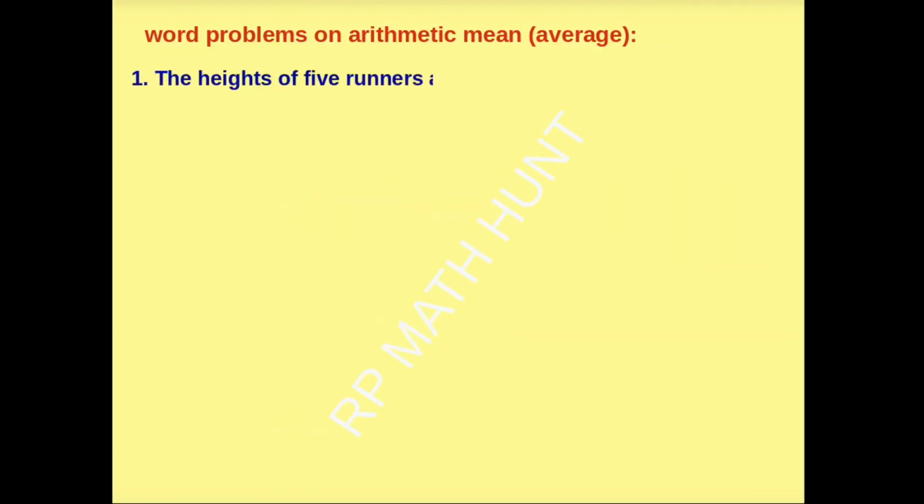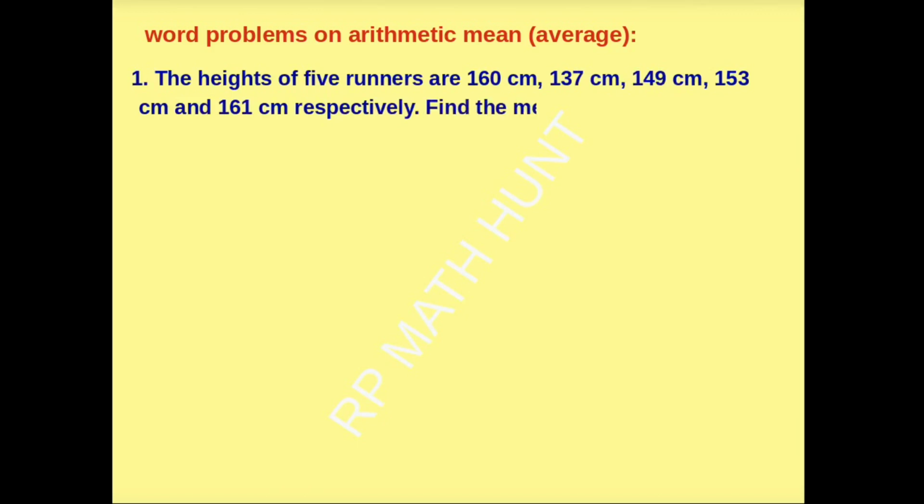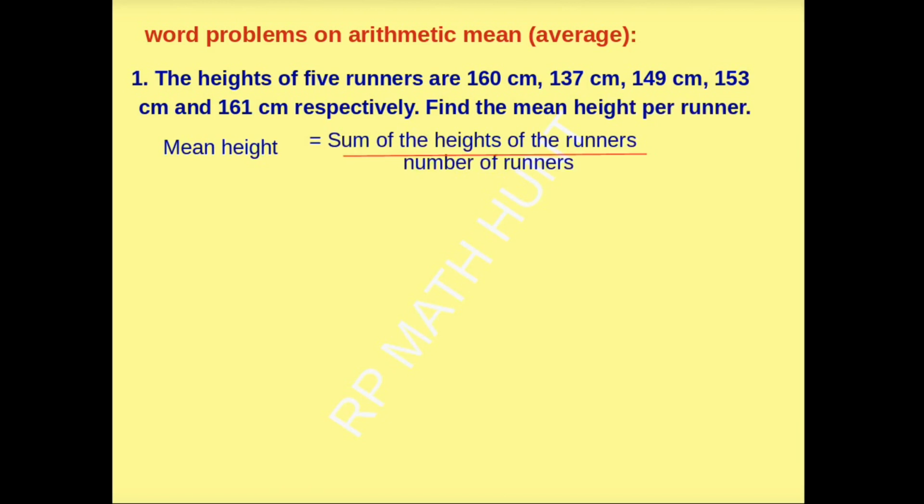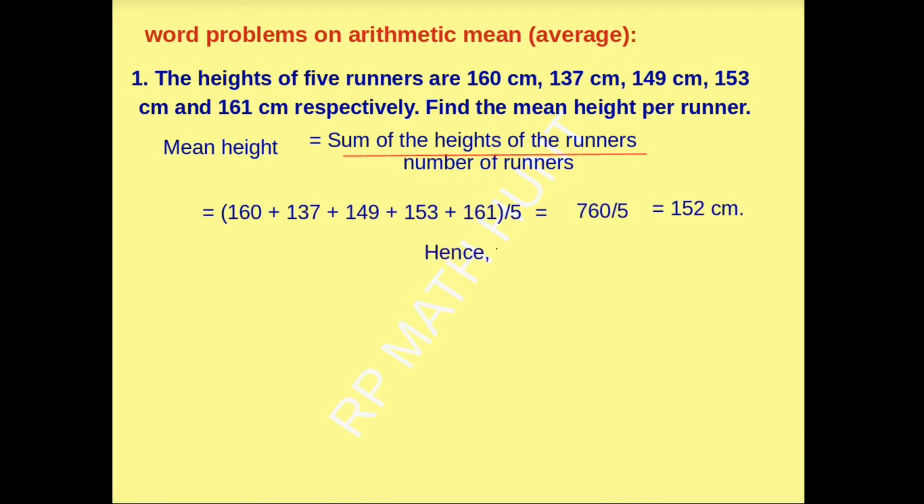The heights of 5 runners are 160 centimeters, 137 centimeters, 149 centimeters, 153 centimeters and 161 centimeters respectively. Find the mean height per runner. Mean height is equal to sum of the heights of runners divided by number of the runners. 160 plus 137 plus 149 plus 153 plus 161 by 5. That is equal to 760 by 5, that is equal to 152 centimeters.